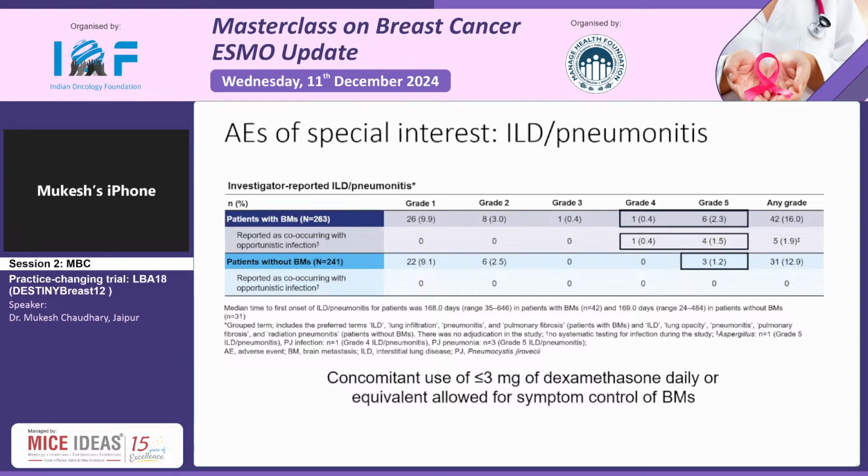Overall, 16% of patients with brain mets develop ILD, while 12.9% of patients without brain mets develop ILD. The median time to develop ILD is 168 days in both arms. With ILD, there are chances of opportunistic infection due to aspergillosis or pneumocystis jirovecii. It is only seen in brain mets patients because of steroids. It was seen in 5 patients and none of the patients without brain mets.